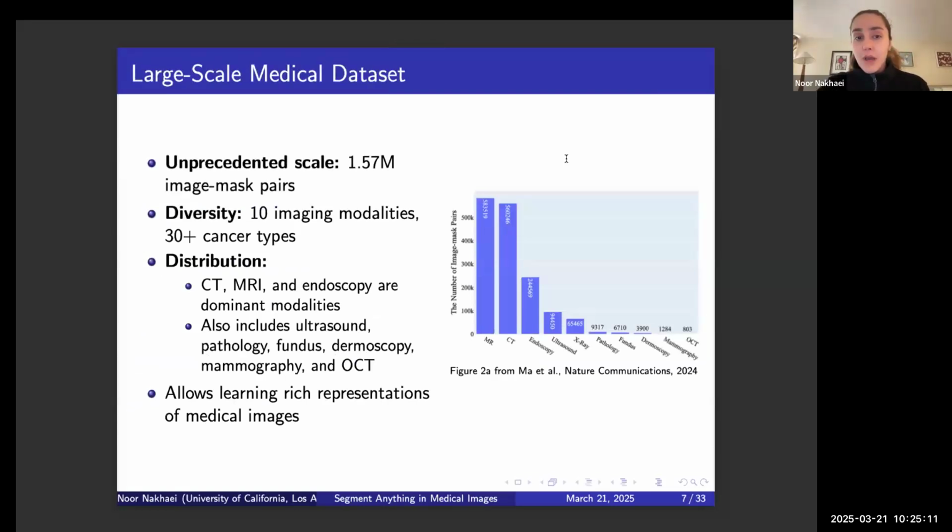Again, as mentioned, it was trained on 1.57 million image mask pairs. And as you can see, it has 10 imaging modalities and more than 30 cancer types. You can see in the figure how many images there are for each type of modality. We have MR, CT, up to mammography and OCT. As shown in the figure, CT, MRI, and endoscopy were the dominant modalities, but we also had ultrasound, pathology, and the ones that I mentioned. With such diverse imaging modalities, this allows learning rich representations of medical imaging.